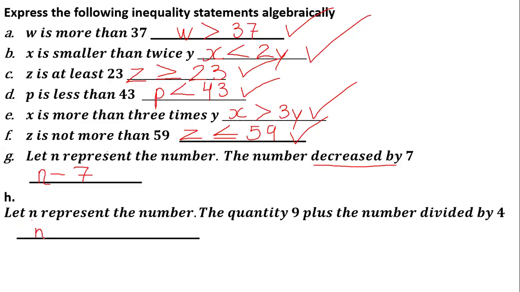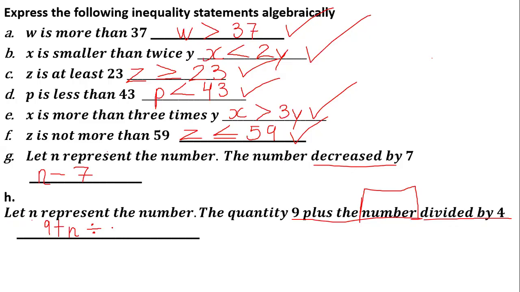N plus 9. So remember it says the quantity 9 plus what? The number. What is the number? N. The number is n. So, well, let me do it the other way. 9 plus n. What do you say to do afterwards? Divided by 4. So 9 plus n divided by 4.